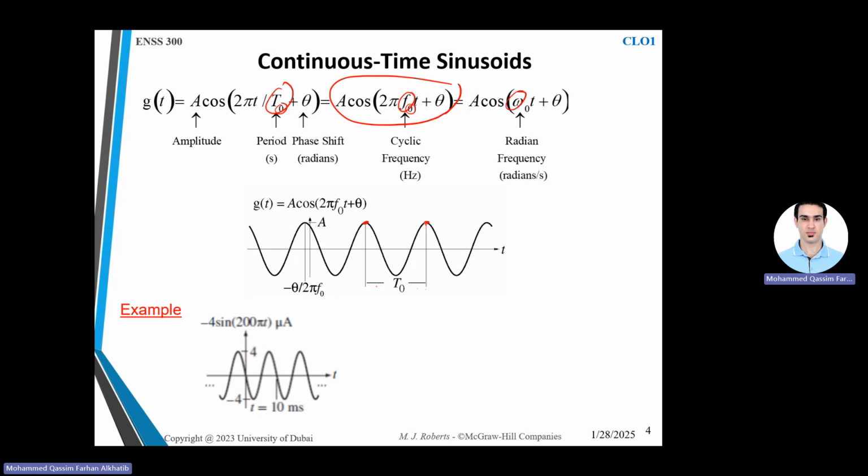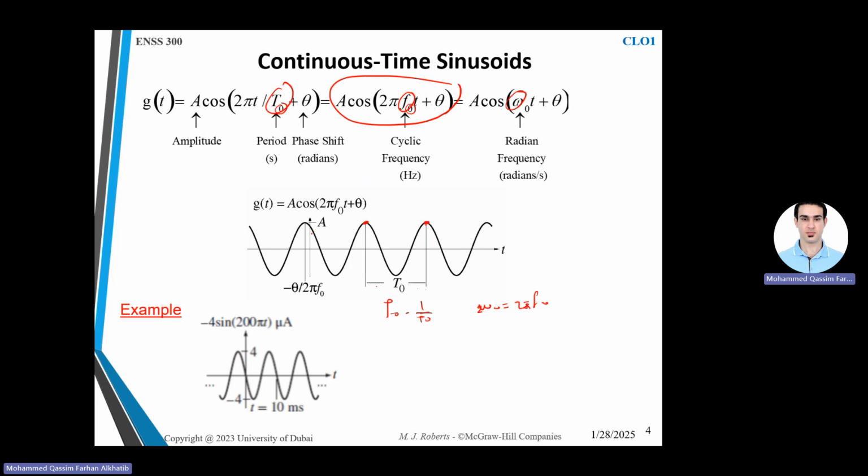Two successive peaks, and then f naught would equal 1 over t naught, and omega naught equal 2 pi f naught.